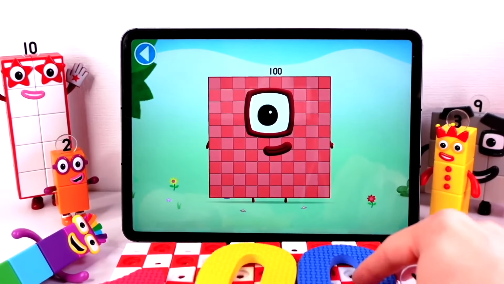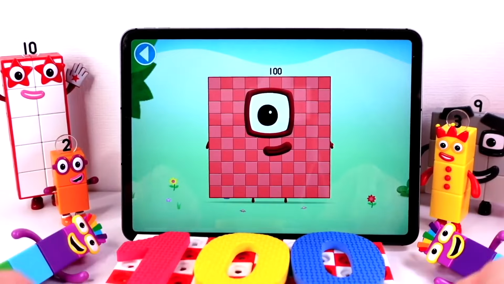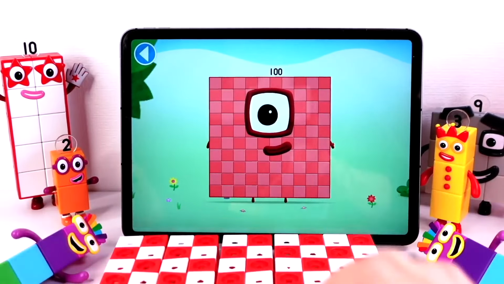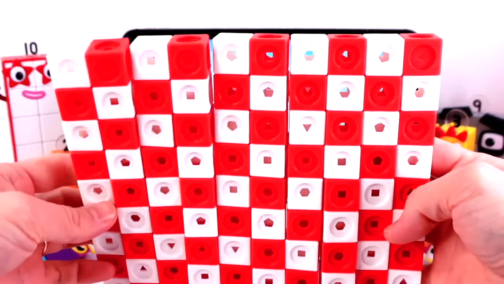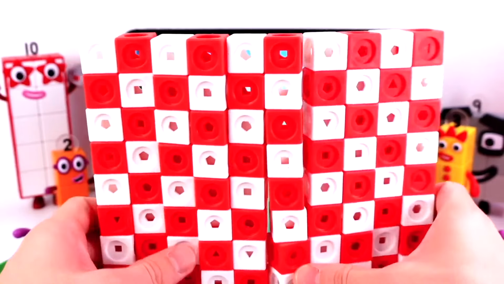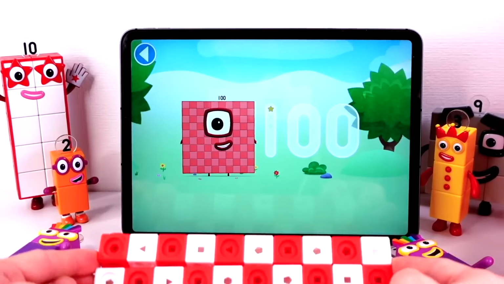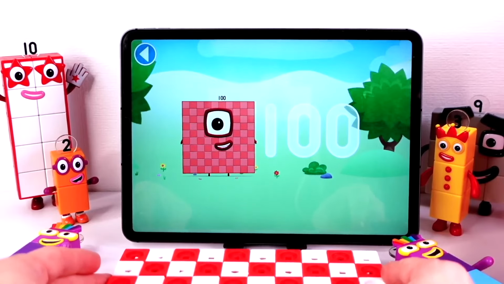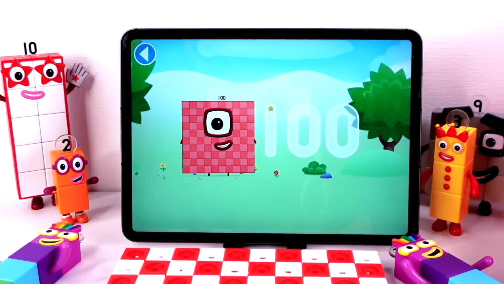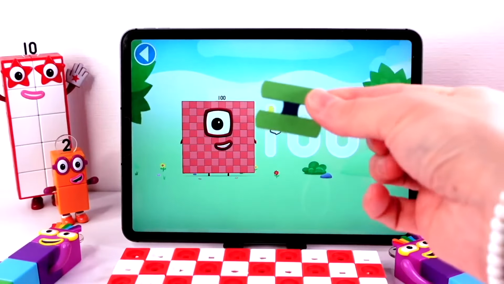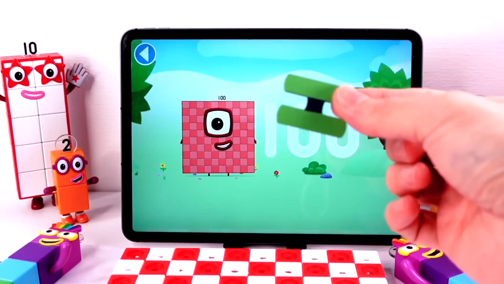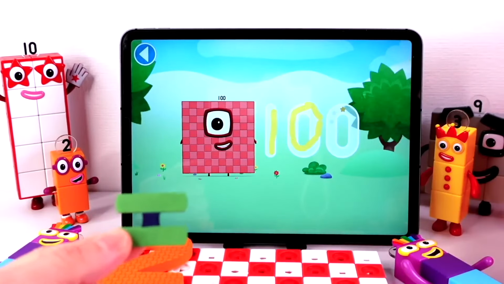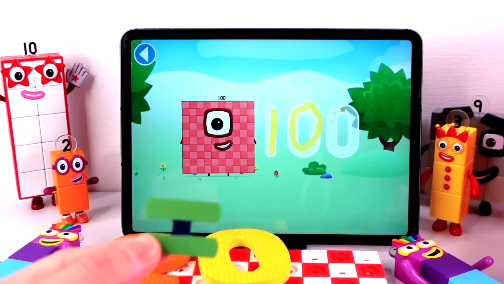100! This is number block. Look, guys! 100! This number block is made up of 100 blocks. 10 lots of 10. Oh, yeah! On top of the world. 10 lots of 10. 100. And 100 equals number block of 200. Number block.